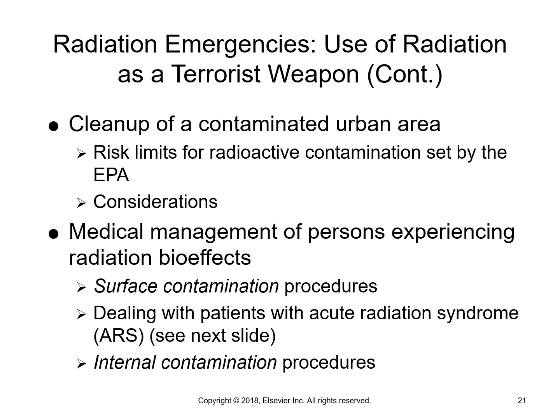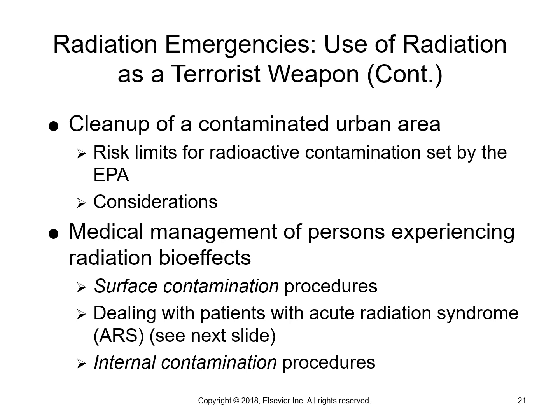Cleaning up a contaminated urban area, because it's urban, we have a lot more people around, there's a lot more risk, a lot more people to be affected. The risk limits for radioactive contamination are set by the EPA, and it's going to depend on the urban area, how much population there is, what's the geography. All of that is going to be very complicated and be important considerations in the cleanup efforts.